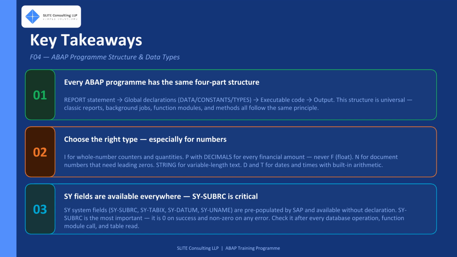The next module, F05, covers control structures: if, case, loop, do, and while. With data types from this module and control structures from F05, you will be able to write complete functional ABAP programs. Thank you for watching.